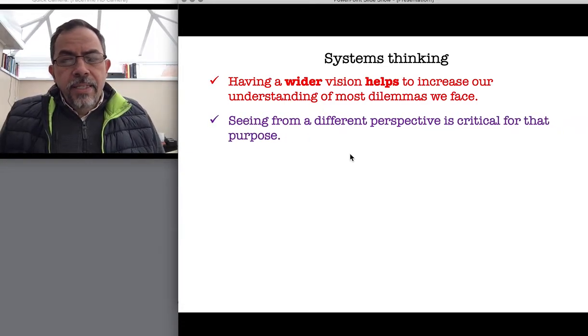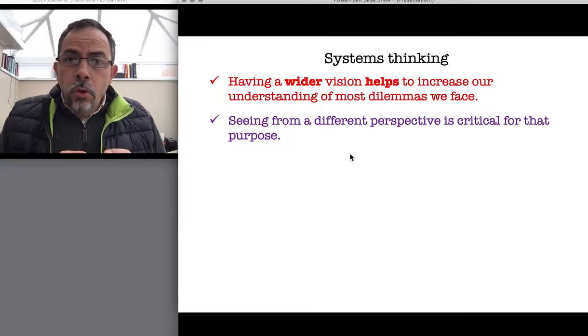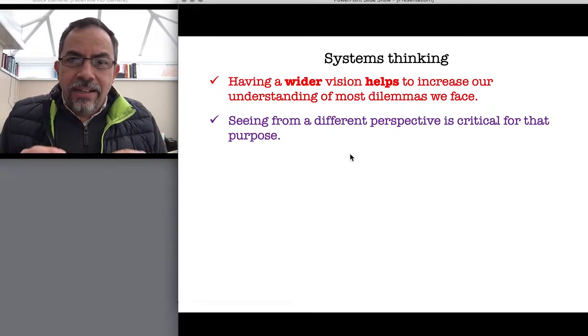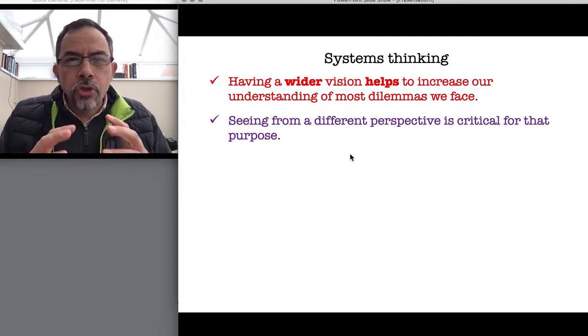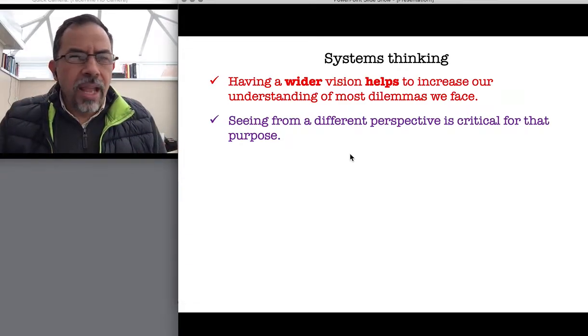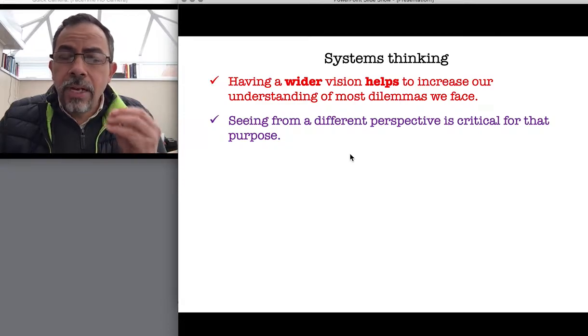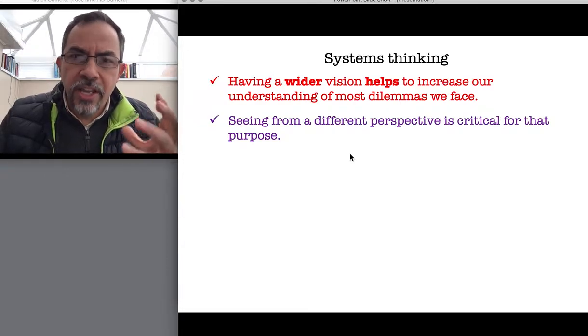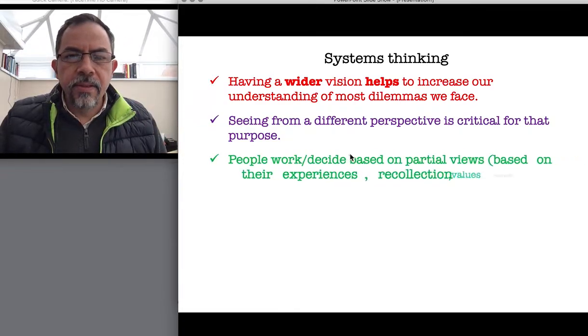The second element is that seeing from a different perspective is critical if you want to have such a wider understanding. Ask other people, particularly people who don't see things the same way you do, what their take is, what their vision is of the problem they are facing.